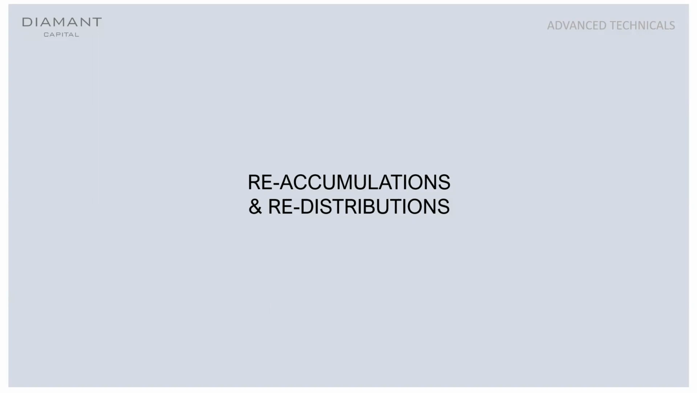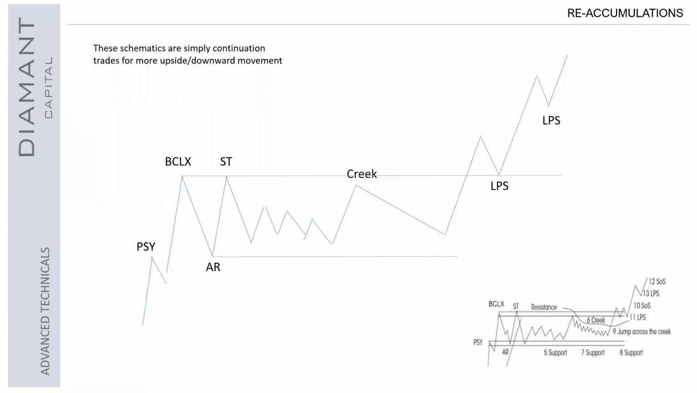So moving on from what we saw previously with accumulations and distributions. As I explained in the market cycle video, there's something called reaccumulation and redistribution. It's when you start to see price get to a certain point of interest, but instead of distributing or accumulating as expected, there's a slightly different schematic. These schematics are simply continuation trades for more upside or more downside movement, depending on what type of market structure you're on and whether we're uptrending or downtrending.